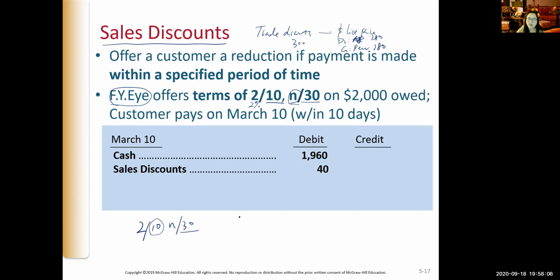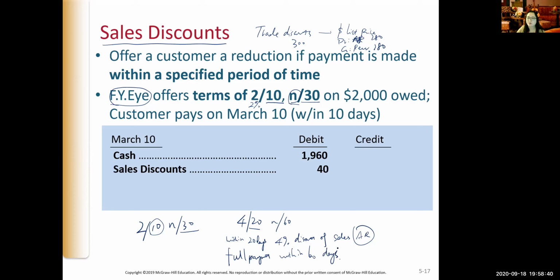So if I write 4/20, n/60, that means that if you pay within 20 days, you get a 4% discount on the sales amount or accounts receivable amount. But you need to make full payment. You have to pay everything that you owe within 60 days.